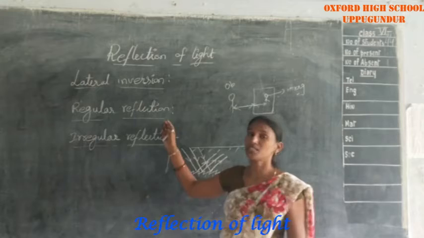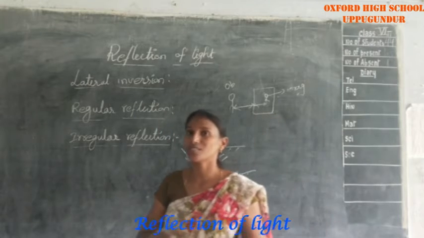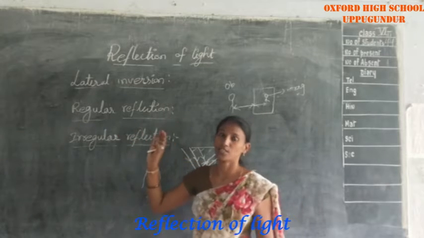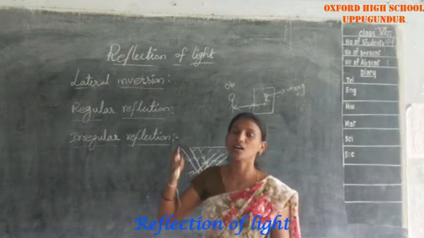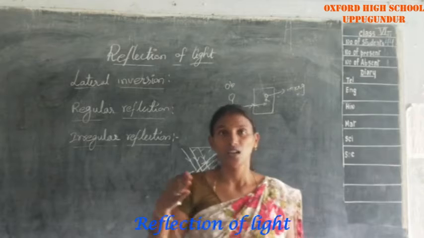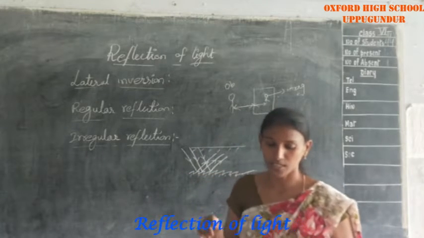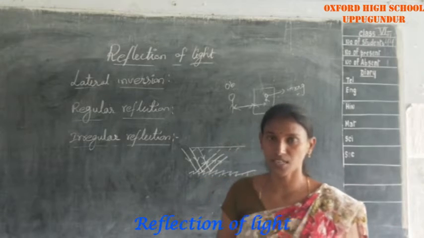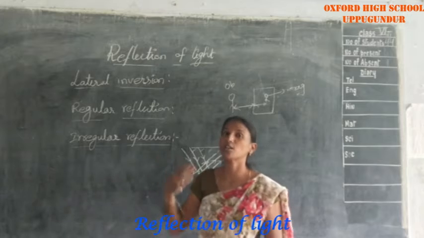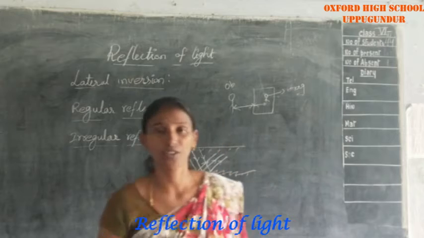So regular reflection means the reflection from the smooth surface of the mirror. In regular reflection, you are observing a clear image in the mirror. But irregular reflection means the reflection from a non-smooth, rough or irregular surface. In irregular reflection, you are not observing a clear image. Are you clear?